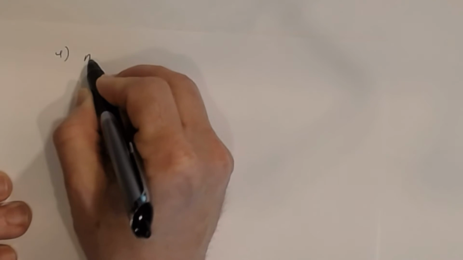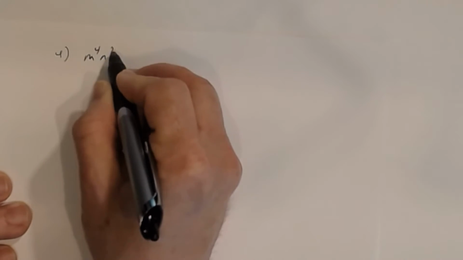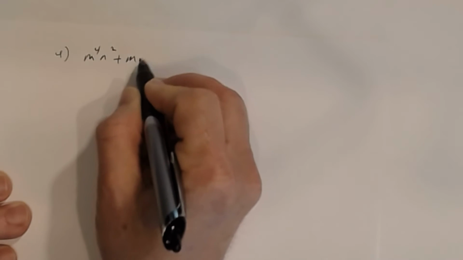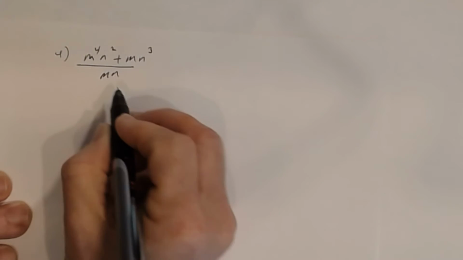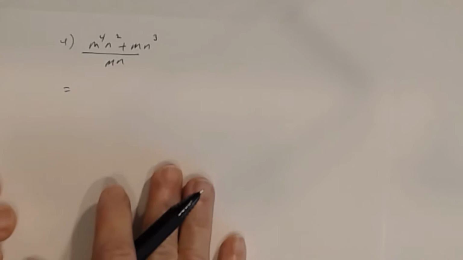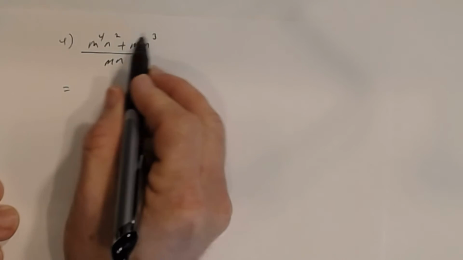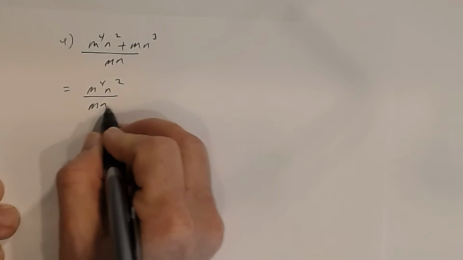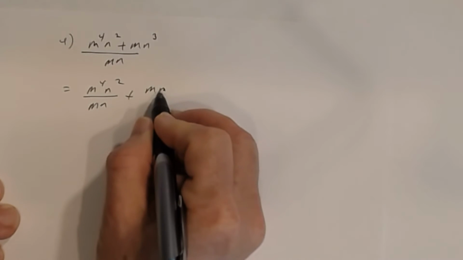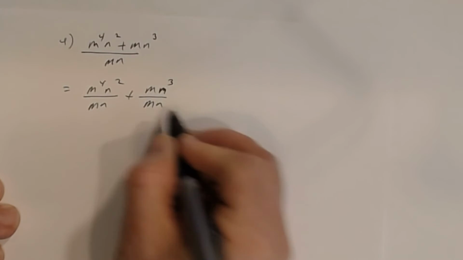Okay, number 4. Let's suppose we had this in number 4. We have m to the 4th n squared plus mn cubed divided by mn. And let's leave it like that for right now. Again, I have a polynomial divided by a monomial. So I'm going to write this as two separate fractions, one term, two terms. So I get m to the 4th n squared divided by mn plus mn cubed divided by mn.